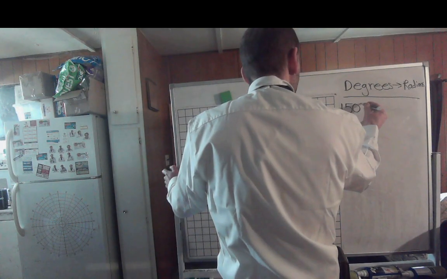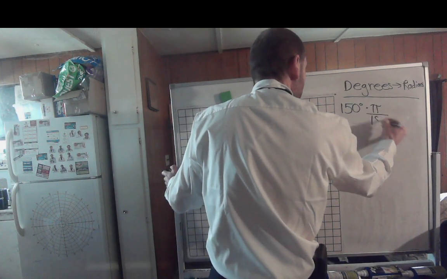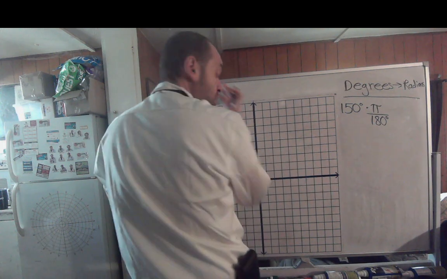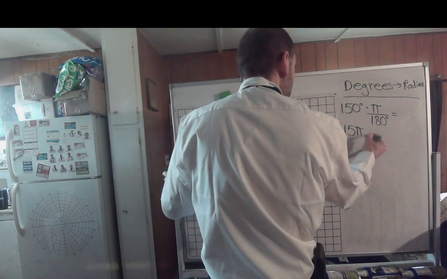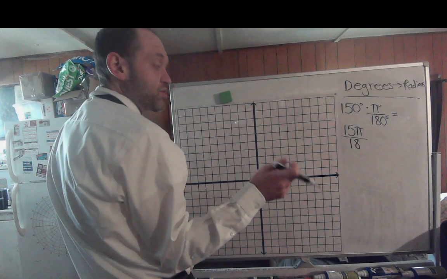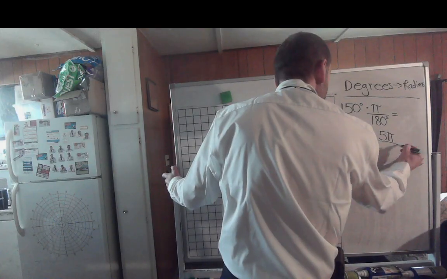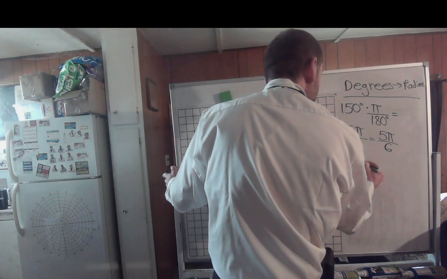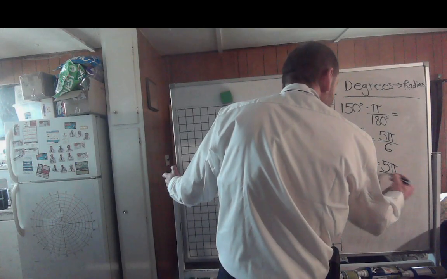Let's say you have 150 degrees. So that 150 degrees, if you want to convert this to radians, you're going to take pi divided by 180 degrees. Well, your degrees would cancel out. You would get 150 pi over 180. Well, 150 and 180 definitely reduce, right? They both divide by 30. You would end up getting 5 pi over 6. So 150 degrees equals 5 pi over 6 radians.